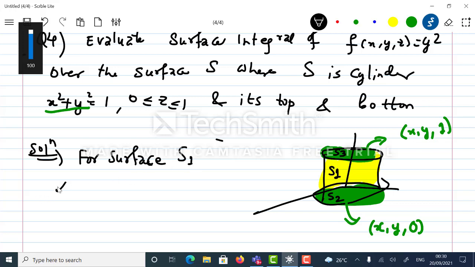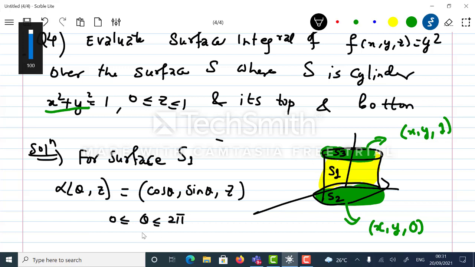What will be the parameterization for surface S1? It's a cylinder, where z goes from 0 to 1. Whenever there is a cylinder, we can always use a cylindrical transformation. So x is equal to r cos theta, but the radius is constant, so cos theta. y is equal to r sin theta, so sin theta, r is 1, and z is z. So it is theta comma z, where theta is between 0 to 2 pi, and z is 0 to 1.